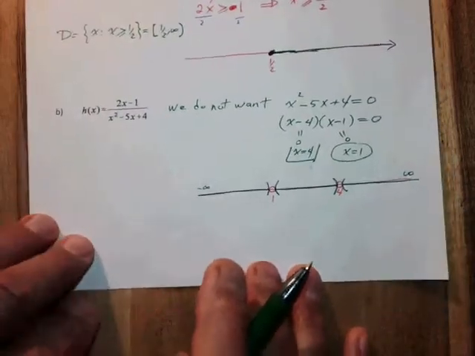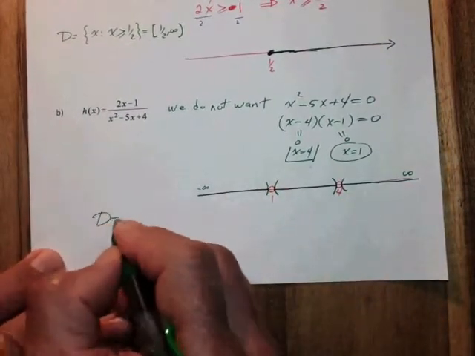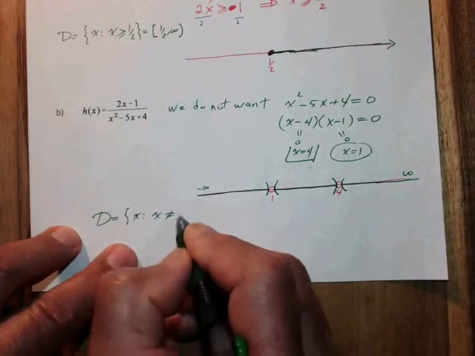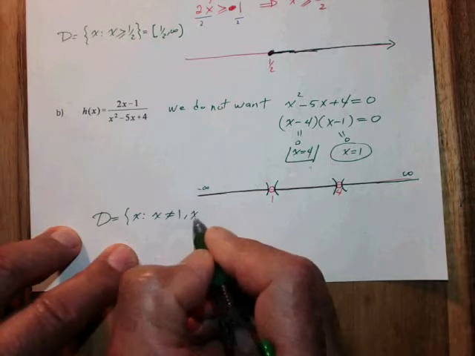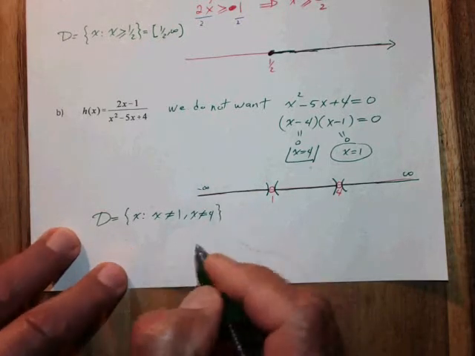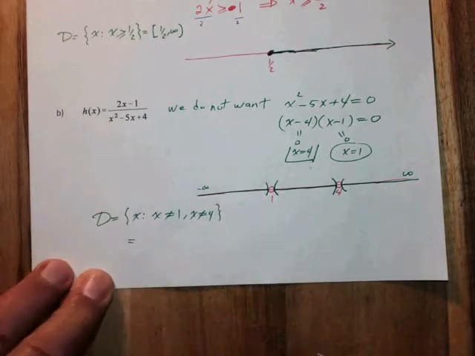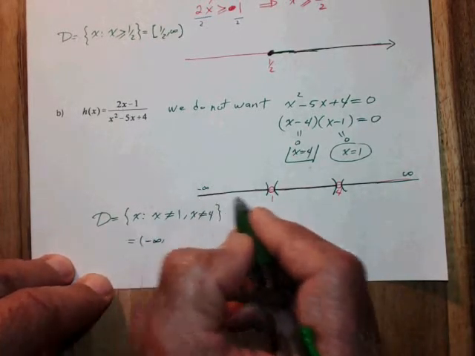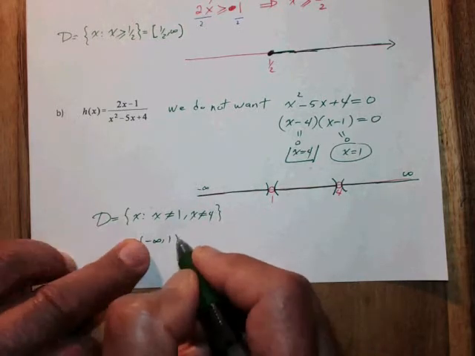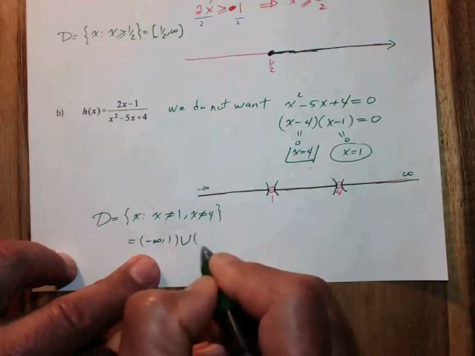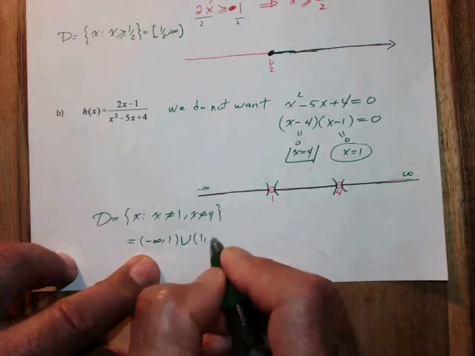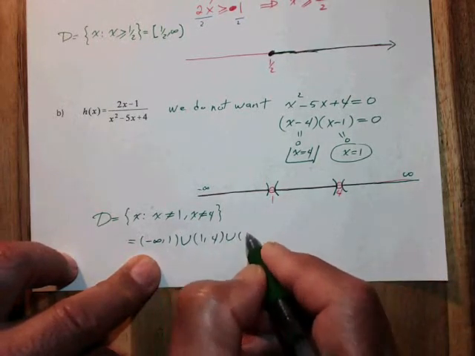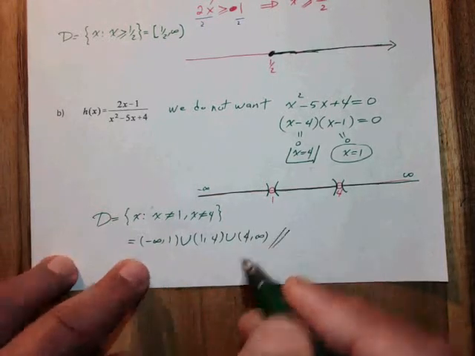Okay. And then you can write it. Domain is the set of all x's such that x not equal to 1, x not equal to 4. This is one way to write it, but if you want to use interval form, it's quite simple. You start traveling from minus infinity all the way to 1, then you skip over 1, you say union, then you go from 1 to 4, then you skip over 4, then you go union 4 to infinity, and that's your domain.